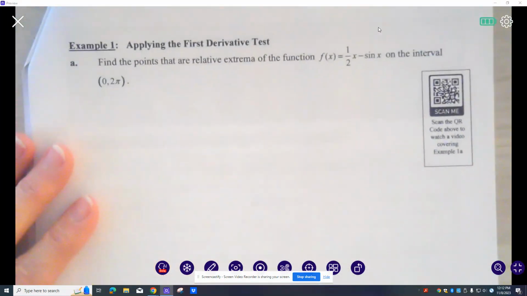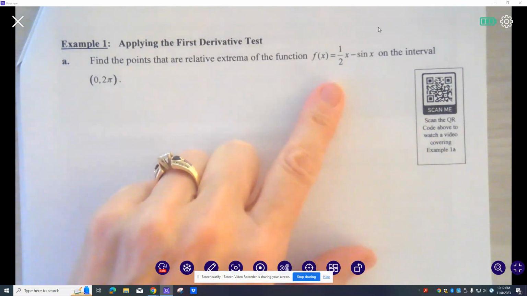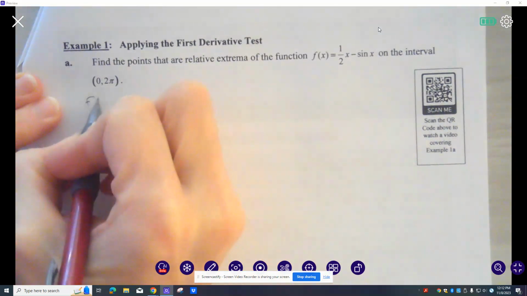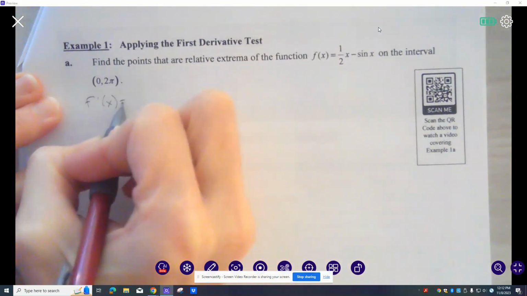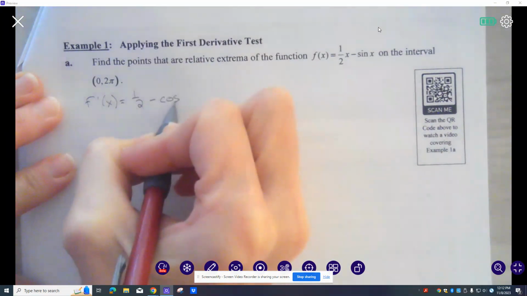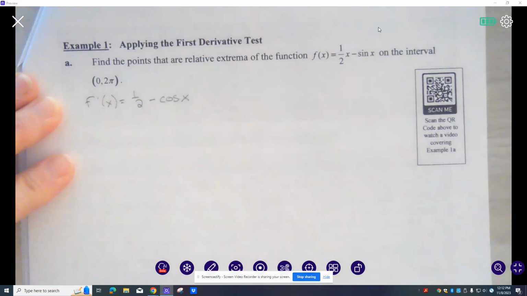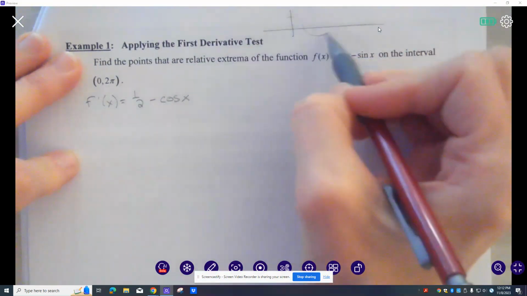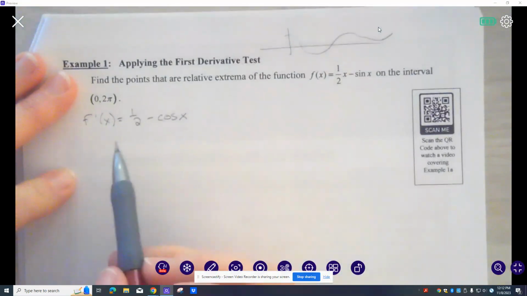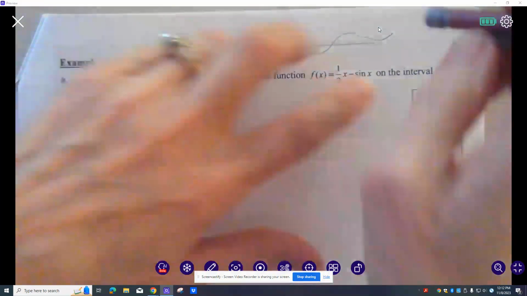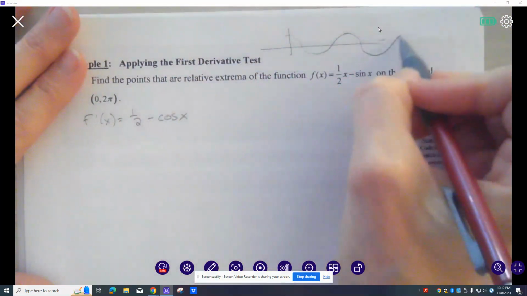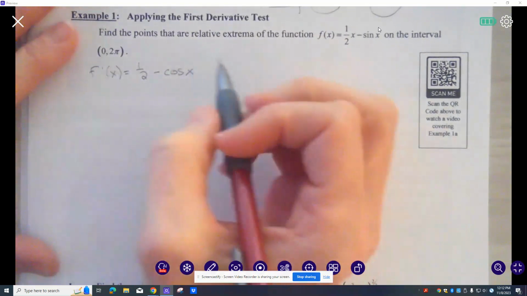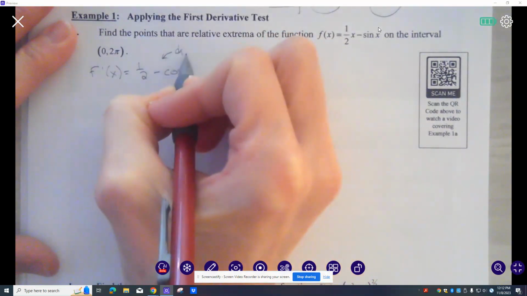It says find all the points that are relative extrema of this function on the interval 0 to 2 pi. So let's start with finding the derivative. f prime of x would be 1/2 minus cosine of x. You know what the cosine function looks like. If you're adding a number to the end, it's just shifted. It is continuous, and this will be differentiable everywhere.